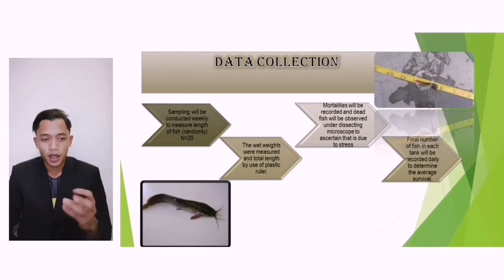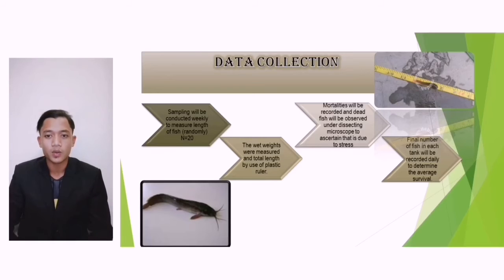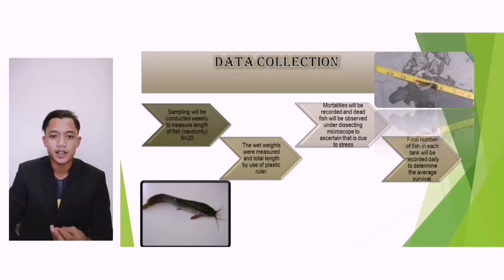For data collection, number 1 is that sampling will be conducted weekly to measure the length of fish. 20 fish are randomly sampled. The wet weight will be measured and total length measured by use of a plastic ruler. Mortalities will be recorded and dead fish will be observed under the dissecting microscope to ascertain whether death is due to stress.